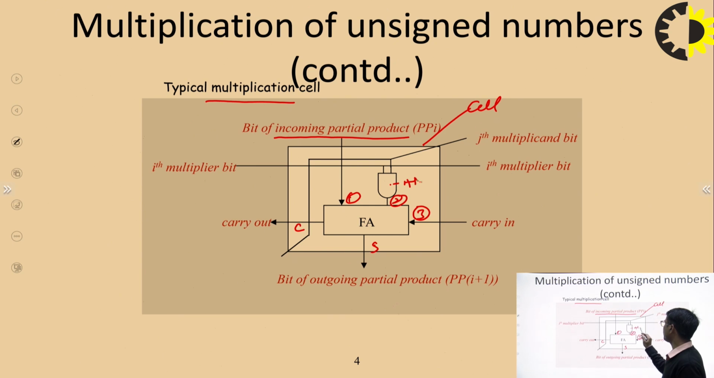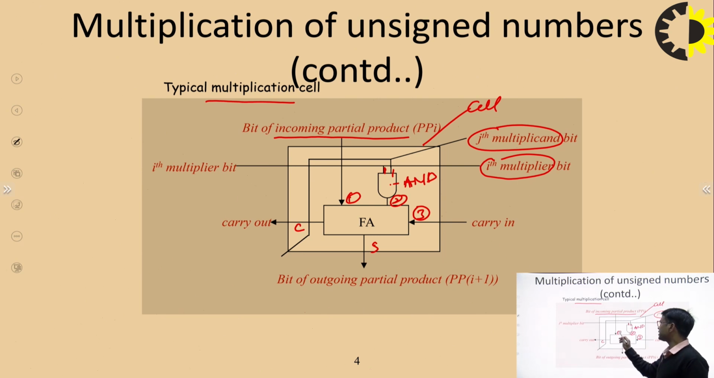And now here you can see there is an AND gate. We know very well the AND gate is basically used as a multiplication circuit element. You can see the two inputs of the AND gate, one is the ith multiplier and the other is the jth multiplicand bit, that is a very important thing. When a particular input is given to the AND gate, it can multiply the multiplier and multiplicand bit. When it is 1 1, it will give 1, when it is 1 0, it will give 0. So, it is quite obvious that we can multiply 2 bits simply by an AND gate.